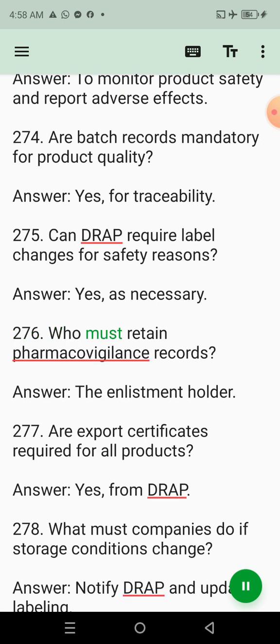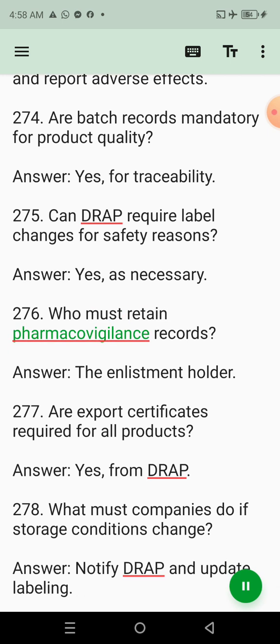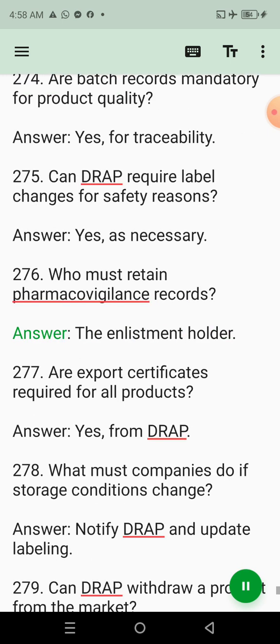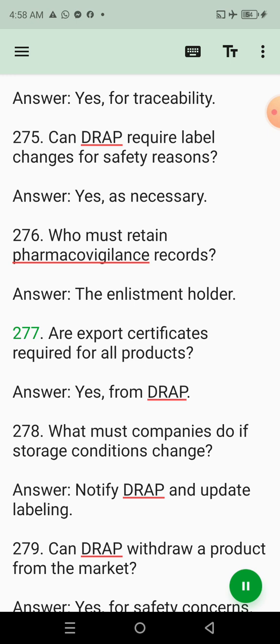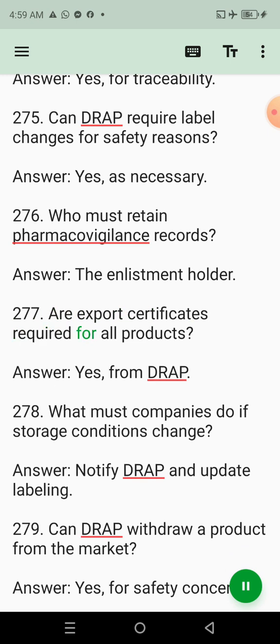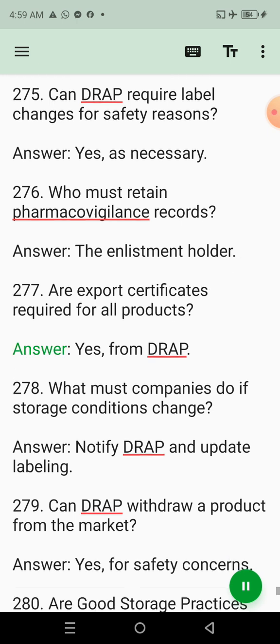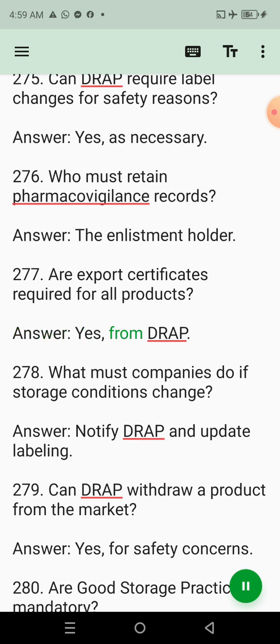276. Who must retain pharmacovigilance records? Answer: The enlistment holder. 277. Are export certificates required for all products? Answer: Yes, from DRAP.